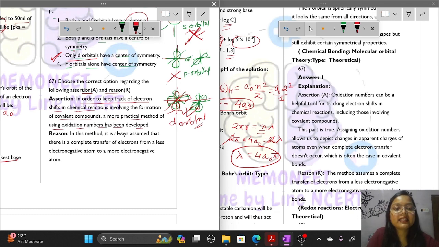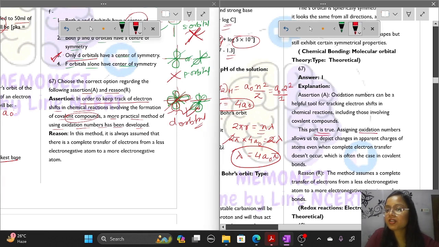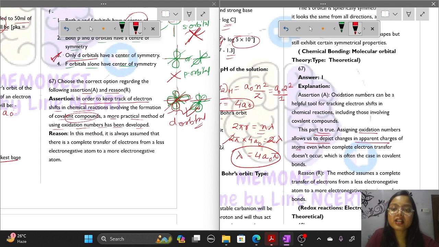Okay, it is saying that in order to track chemical reactions involving the formation of covalent compounds, the oxidation number method has been developed. So this part is true. Why? Because oxidation number allows us to depict the change in apparent charges of atoms without complete electron transfer, even when complete electron transfer does not occur, which is often the case in covalent bonds.